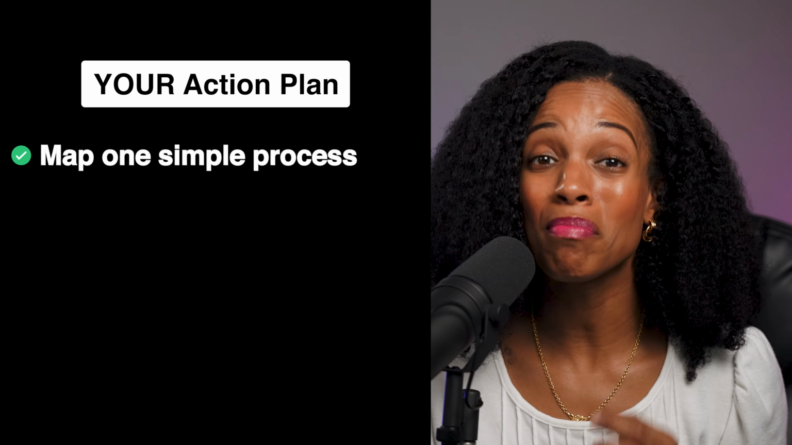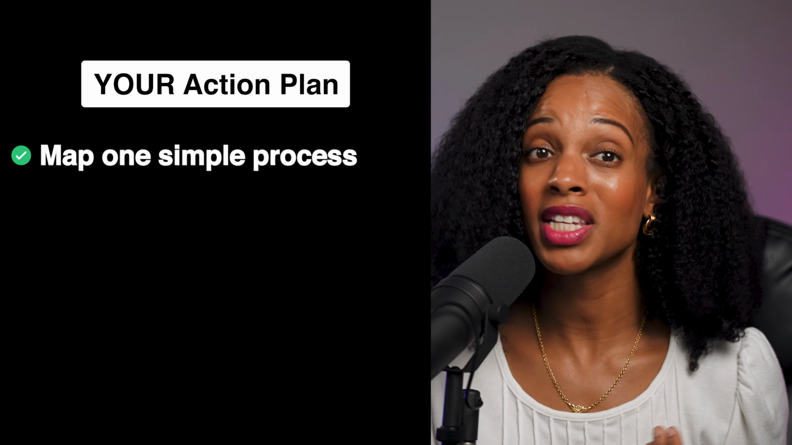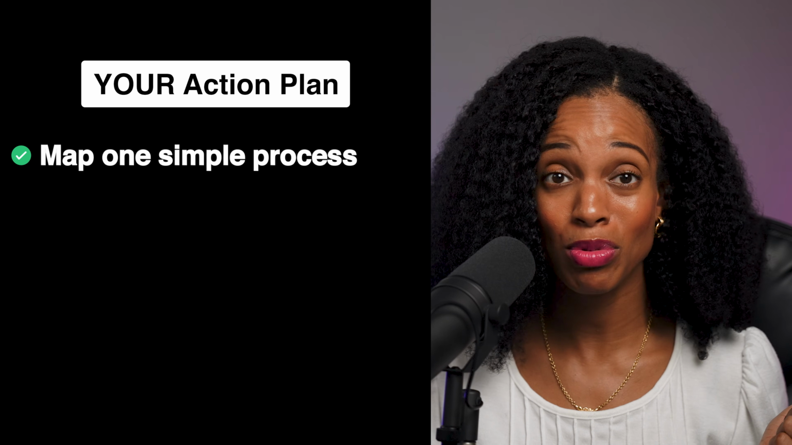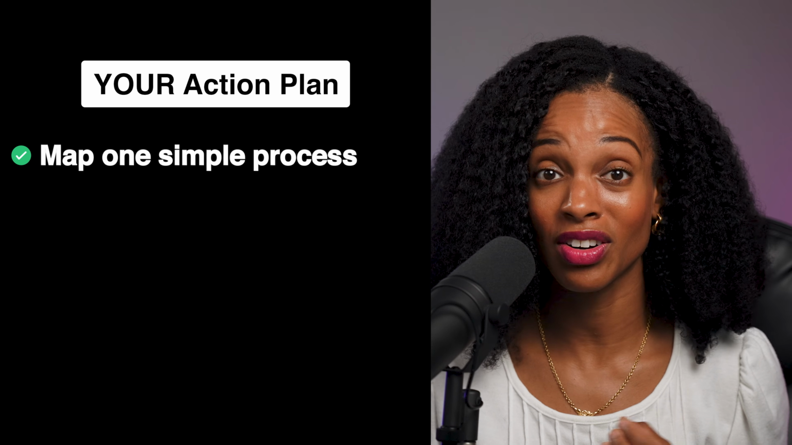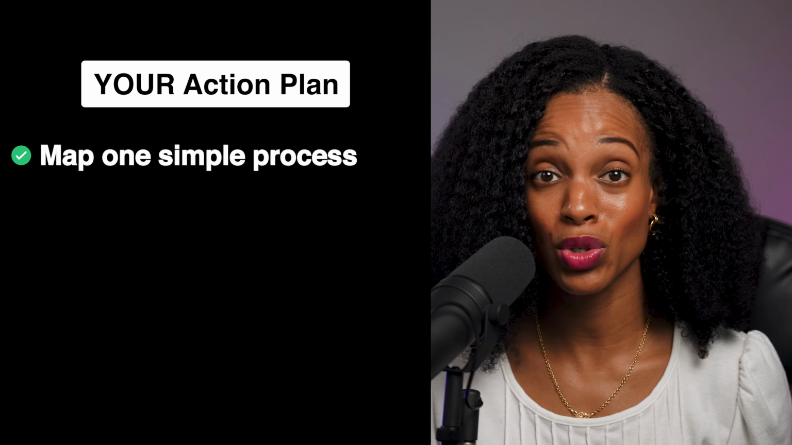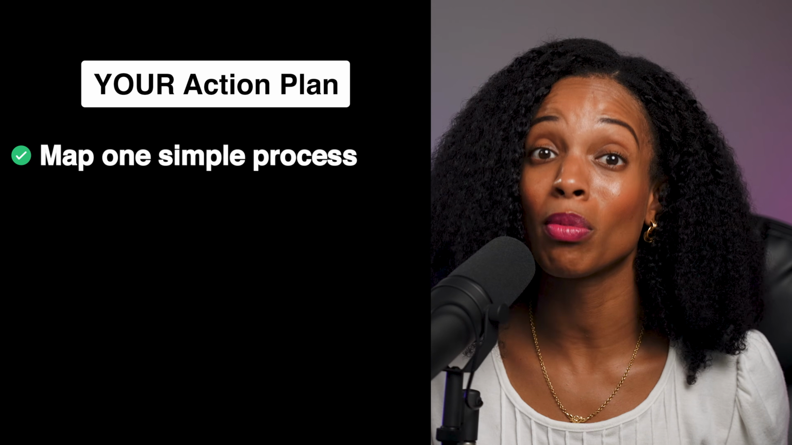All right, so here's your action plan. Your first step is to map one simple process. Pick something like lead capture, data capture, CRM entry, qualification, email sequences, etc. Write down every manual step. Those are your automation opportunities.